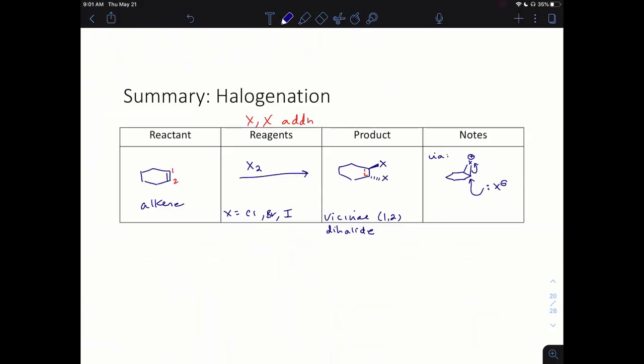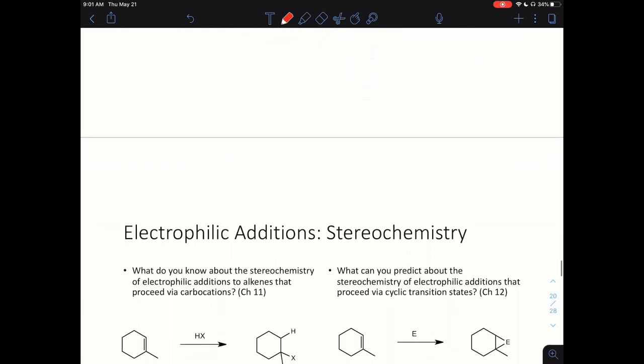We can handle it. So because of the attack on the halonium intermediate, the trans vicinal 1,2 dihalide is observed. So there will be an anti-relationship between the two X groups. Okay, so that's really important to keep in mind. Okay, let's keep going.